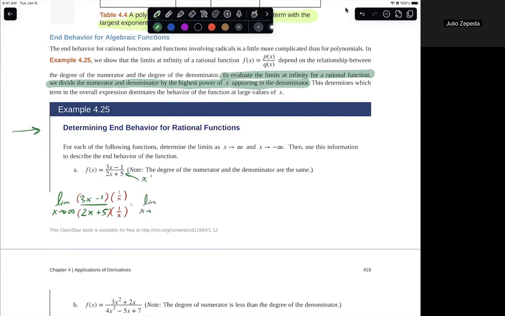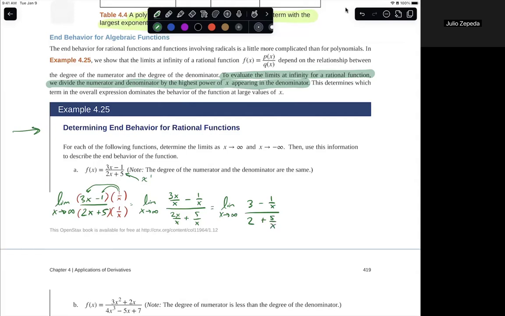The limit as x approaches infinity of 3x over x minus 1 over x, so I'm just distributing this 1 over x to both of these terms, divided by 2x over x plus 5 over x. And then let's simplify a bit. This is the limit as x approaches infinity of 3 minus 1 over x over 2 plus 5 over x.